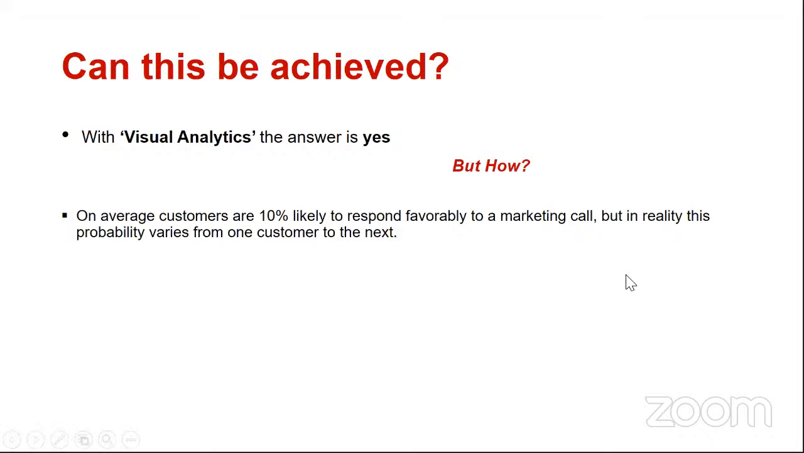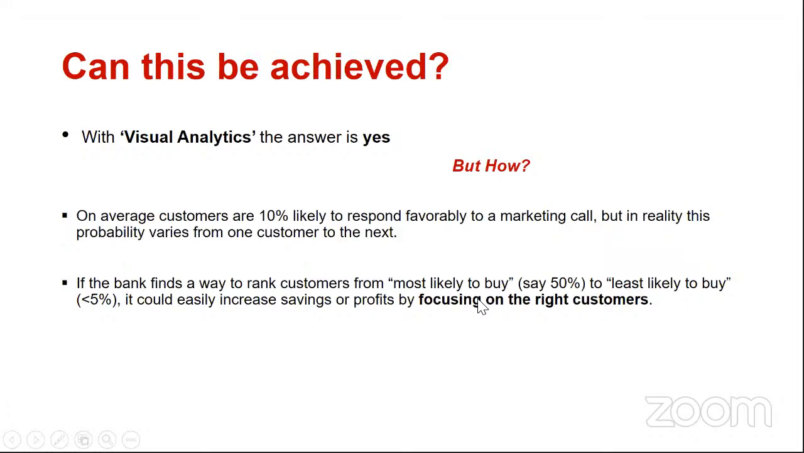But in reality, this probability might vary from one customer to another. Like on Monday, 10% might favorably respond, Tuesday 20%, while on Wednesday it is 0%. Nobody would respond to our call. That's the reality. Then, if banks want to find a way to rank their customers, they can divide their customers into two categories. One is most likely to buy, that is those who, when contacted, are 50% confident that they are likely to buy, while the remaining category is least likely to buy, who exhibited a 5% confidence level.